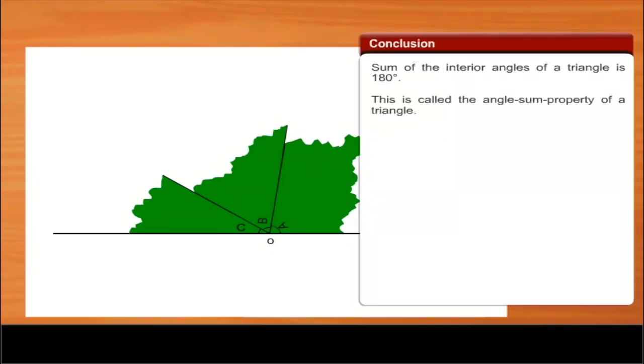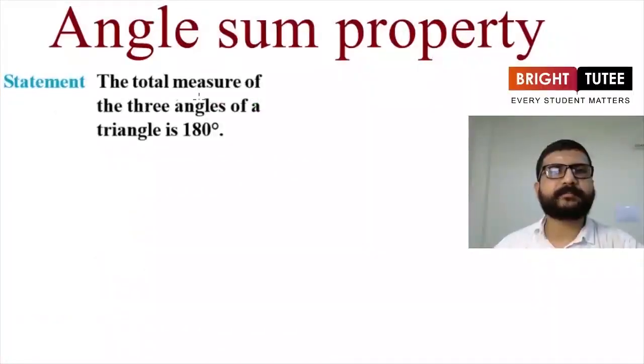Conclusion. Sum of the interior angles of a triangle is 180 degrees. This is called the angle sum property of a triangle. The statement of angle sum property is the total measure of the 3 angles of a triangle is 180 degrees. Now let's see its proof.